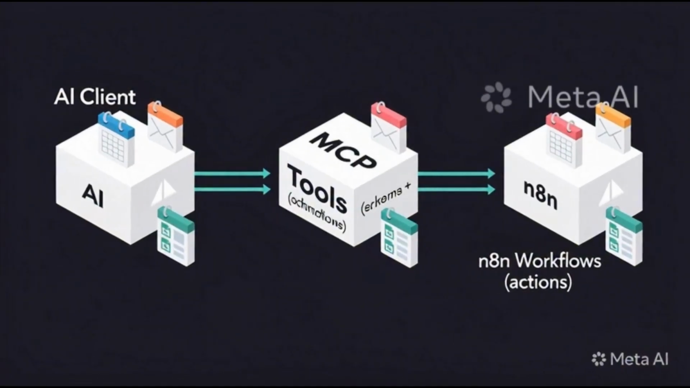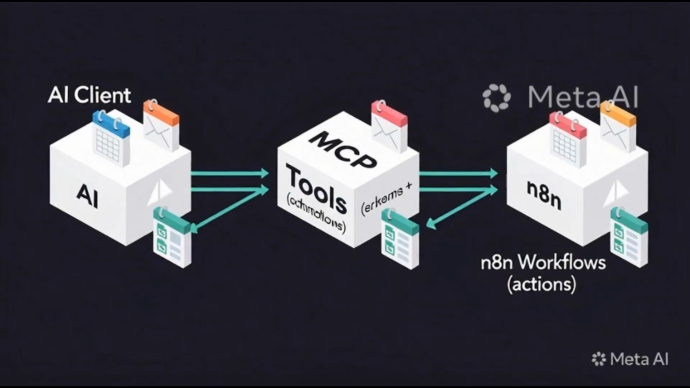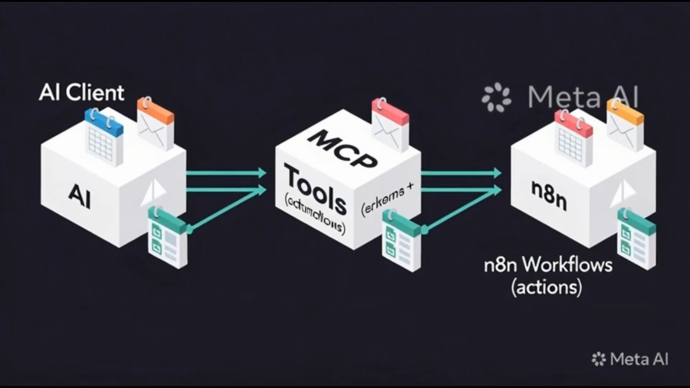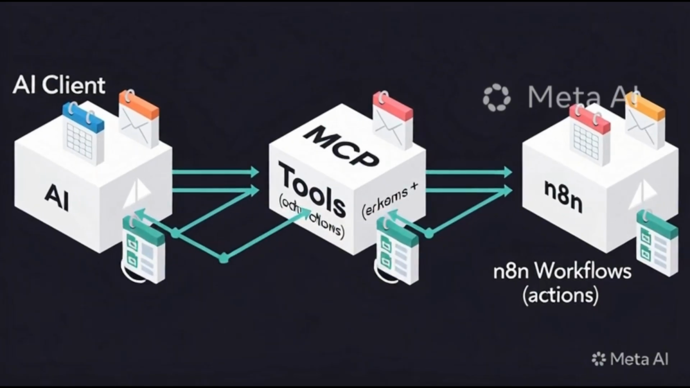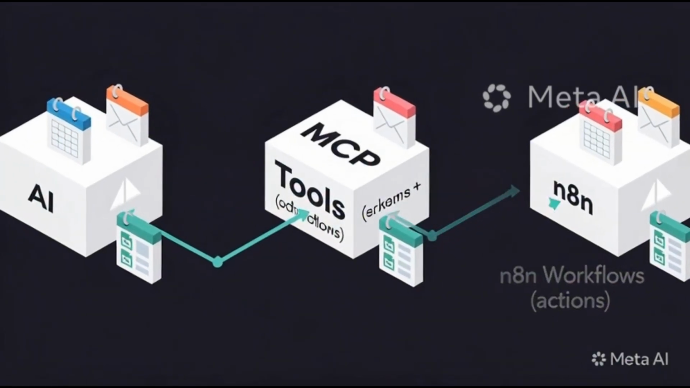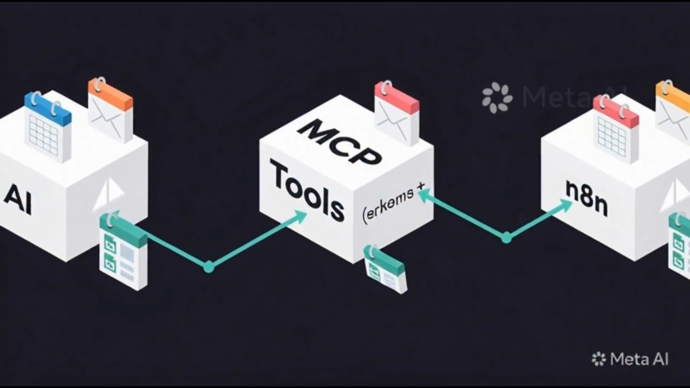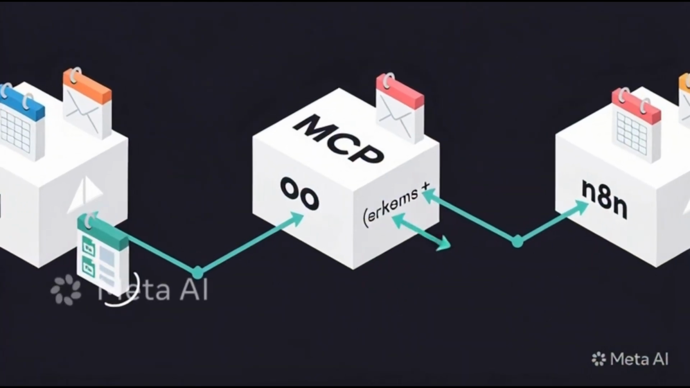Here's the build. MCP is the bridge that lets your AI see tools, and n8n is the engine that runs them. No code, and we'll do it safely. Draft emails without sending, schedule events only after confirmation, and log everything so you can audit every run.